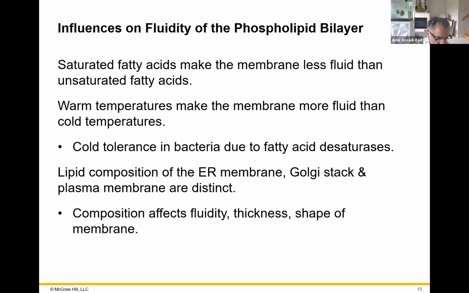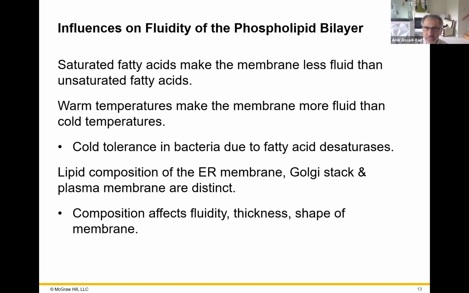Saturated fatty acids make the membrane less fluid than unsaturated fatty acids. Okay, less fluid, less movable. Okay, warm temperature makes the membrane more fluid than cold temperature.